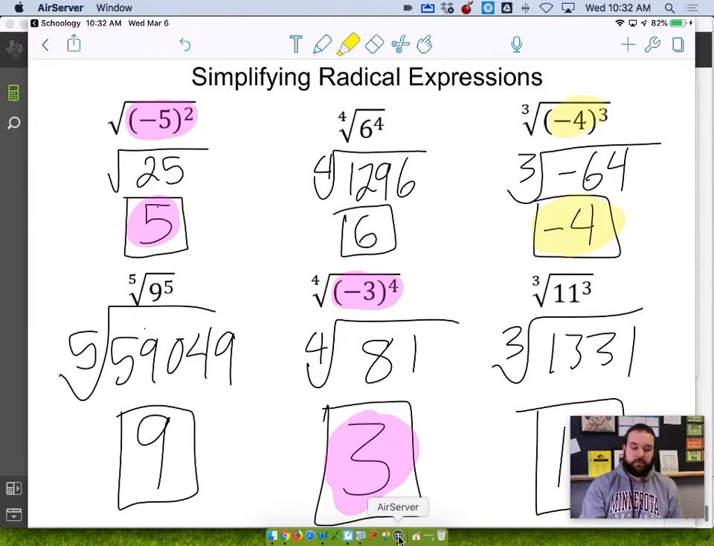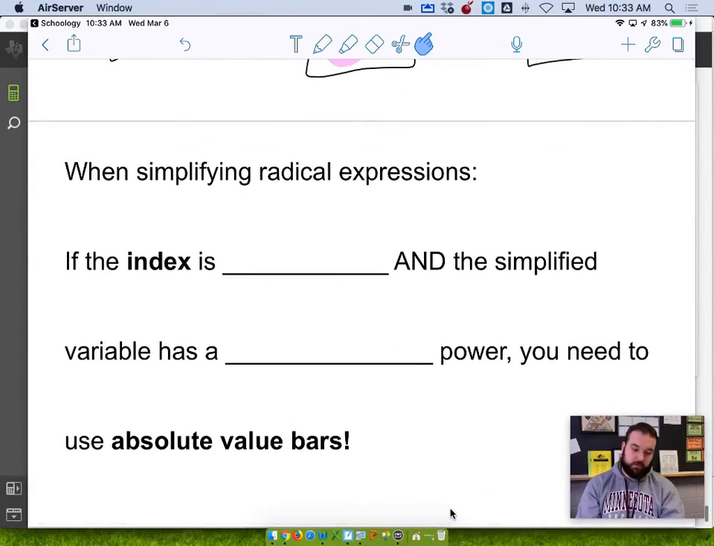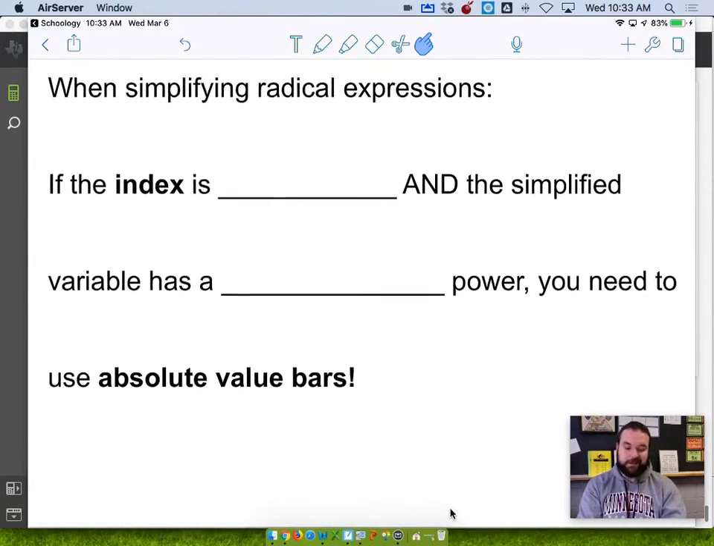And then for this last example, this -4 to the third power, that was an index that was odd. And so that returned us back the exact same value that we started with. Again, seemingly inconsequential right now, but once we get into simplifying radical expressions that contain variables, so x, y, z, this is going to be an important fact. So we're just going to write this out.